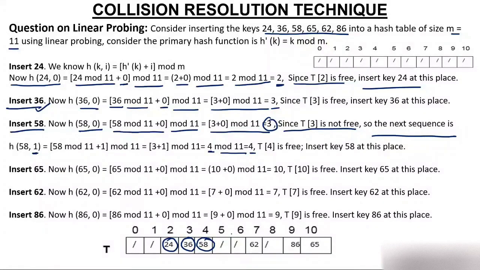So finally, when you get a collision, 58 is giving you a collision, what you are doing is incrementing the value of i. You will keep on incrementing the value of i until you get a free space. And similarly you will insert 65, similarly you will insert 62, and similarly you will insert 86.